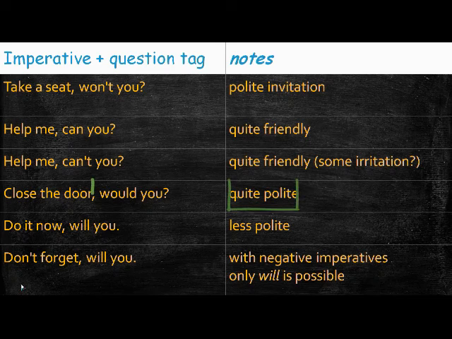Close the door. If you want to be politer with someone, you would use would here. Close the door, would you? Do it now. Less polite way, will you? Now don't forget, will you? With the negative imperative, as told earlier, only will is possible.